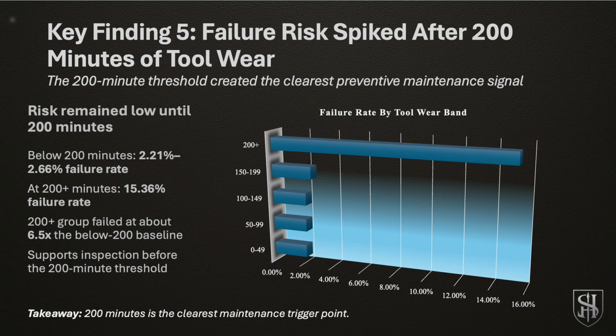The first 4 tool wear bands remained relatively stable. Machines in the 0 to 49 minute group had a failure rate of 2.21%. Machines in the 50 to 99 minute group had a failure rate of 2.25%. Machines in the 100 to 149 minute group had a failure rate of 2.27%. Machines in the 150 to 199 minute group increased slightly to 2.66%.